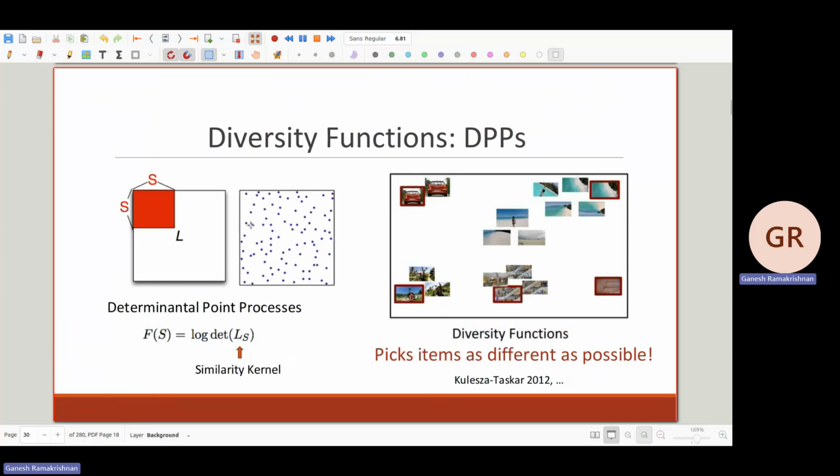Here you're trying to pick a bunch of points which cover diversity in the space, not just a set of points. So volume becomes interesting. You're not just covering other points, but trying to maximize the spread in the space. So volume is natural, and log det of the submatrix. L is basically a matrix of similarities. You take a submatrix L_S of that, and the log determinant of that is a volume. So the idea is to pick the items as different as possible.